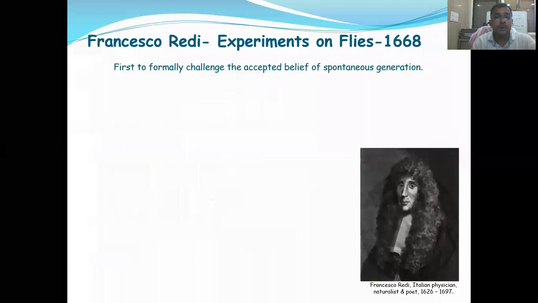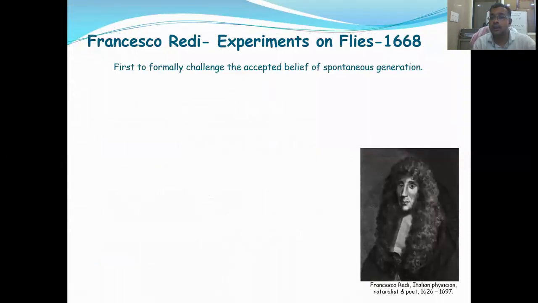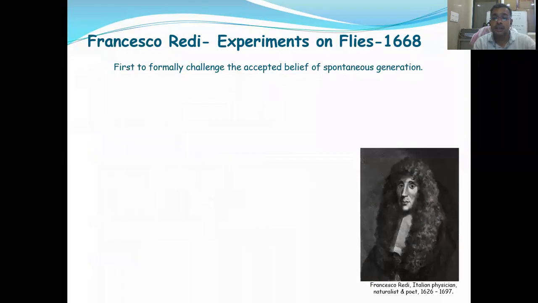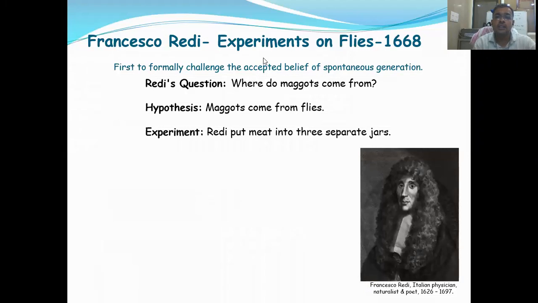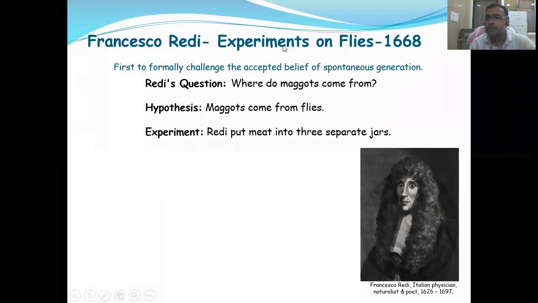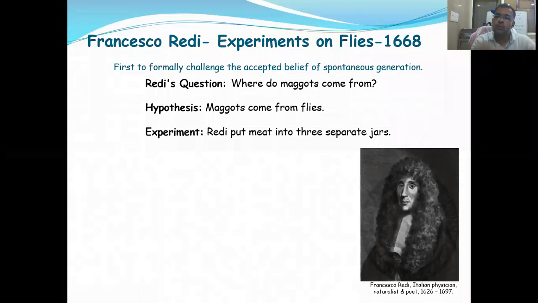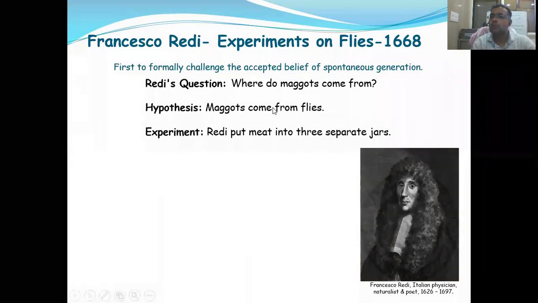Later on, the first scientist was Francisco Redi. Francisco Redi was an Italian physician, and he did an experiment to disprove the spontaneous generation theory. His question was, where do maggots come from? In his experiment, he observed the meat particles and wondered where the maggots come from. So he gave the hypothesis that maggots come from flies. It means that a living creature comes from a living creature. And for this, he performed the experiment.